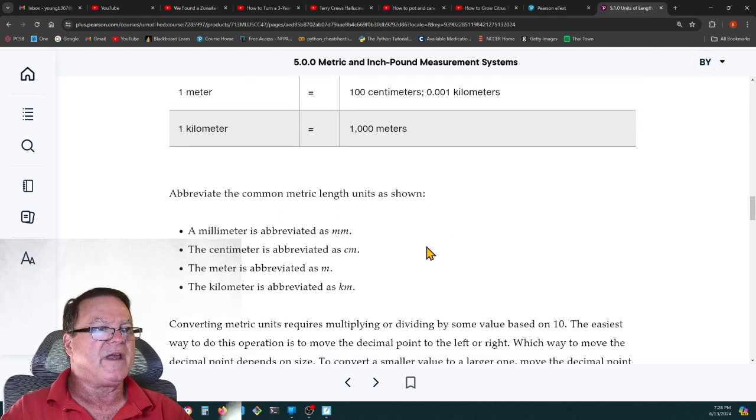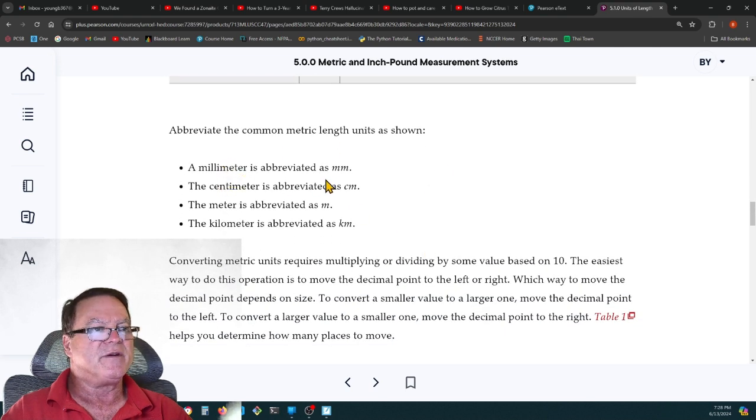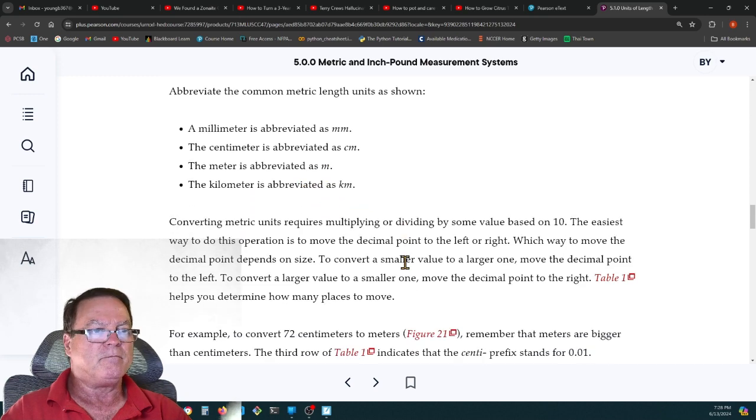Abbreviate the common metric length units as shown. Millimeter is lowercase mm. The centimeter is lowercase cm. The meter is lowercase m. And the kilometer is lowercase km.